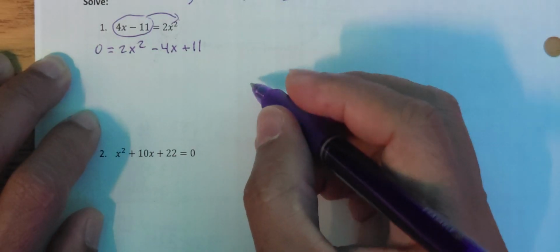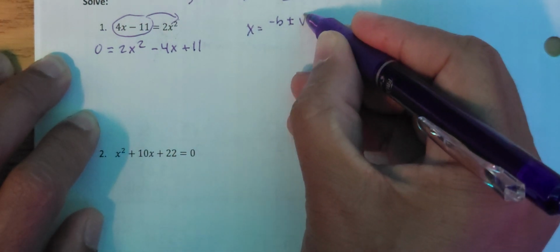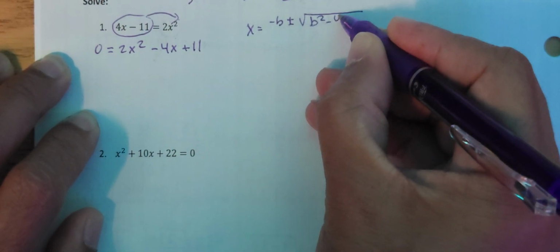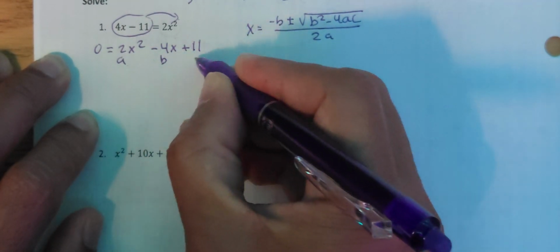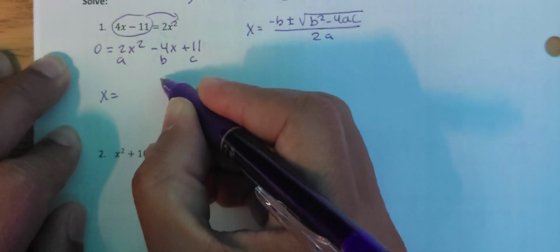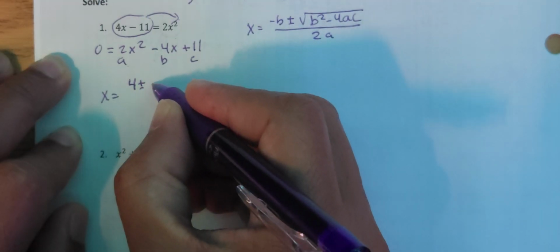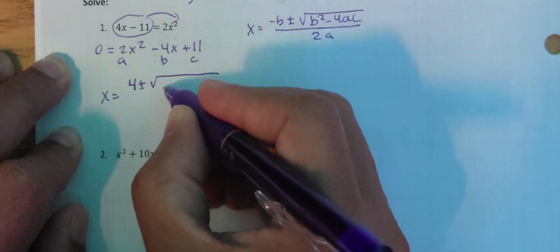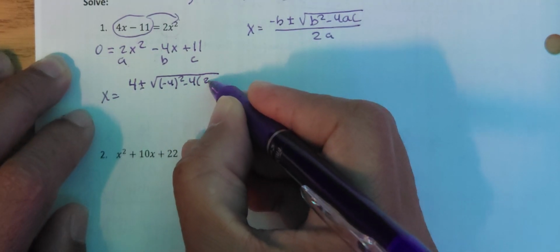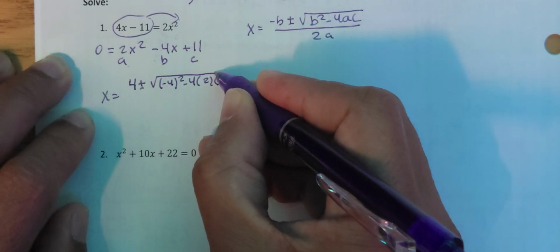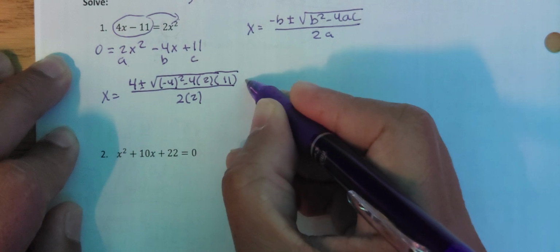So then, using the quadratic formula, which is x equals the opposite sign of b, plus or minus the square root of b squared minus 4ac, divided by 2a. Noticing that this is a, this is b, and this is c. Then x equals the opposite sign of b. Since b is negative 4, make it positive 4, plus or minus the square root of b squared, which is negative 4 squared, minus 4 times a. A in this case is 2, and c is 11. All of this over 2 times a, which is 2.